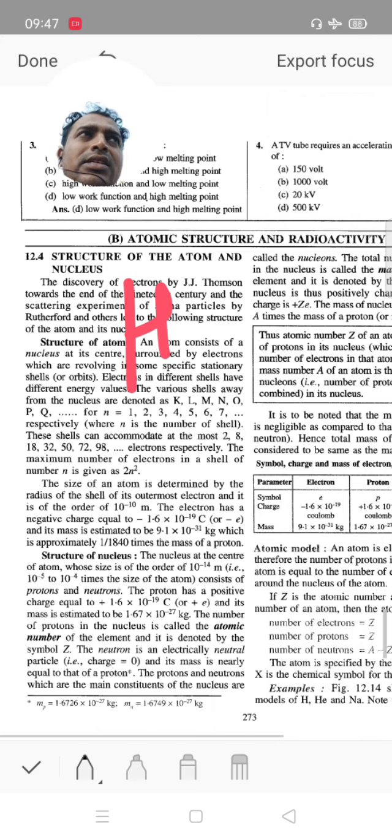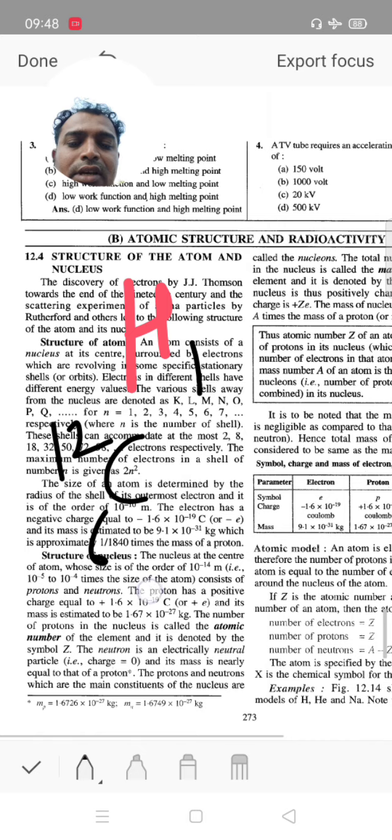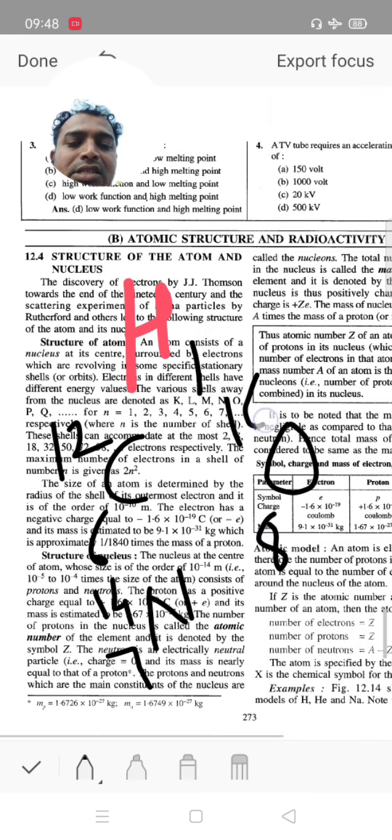Now we learn some elements and their mass numbers. Hydrogen atomic number 1 and mass number 1. Carbon atomic number 6 and mass number 12. Nitrogen atomic number 7 and mass number 14. Oxygen atomic number 8 and mass number 16.